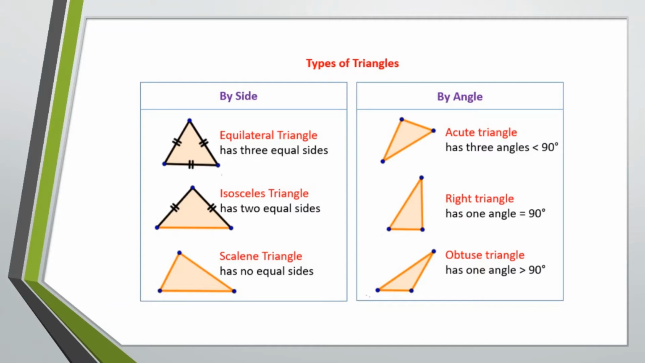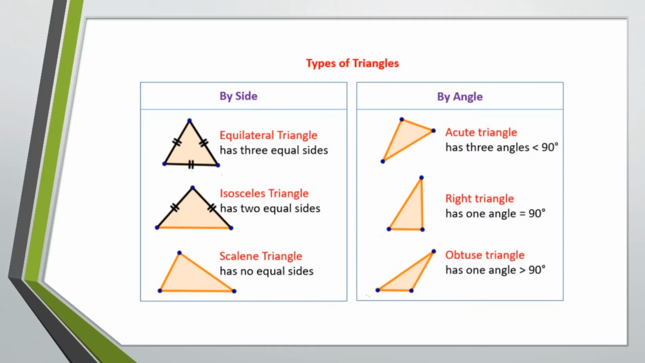Let's review how to classify triangles. First, by their sides. Using this anchor chart, you can see if the triangle has 3 equal sides, if all 3 sides are the same length, then that is an equilateral triangle. If it has 2 sides the same length, that is an isosceles triangle. If all the sides are different lengths and there are no equal sides, that is a scalene triangle.